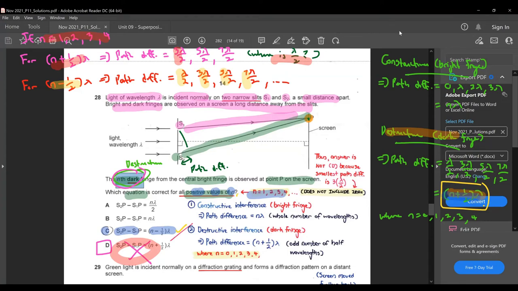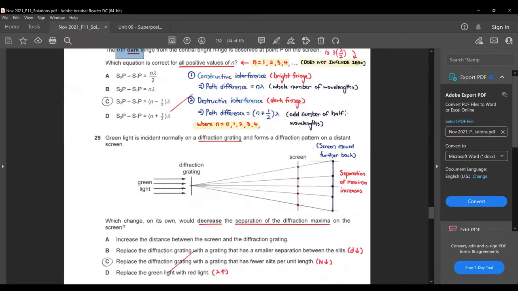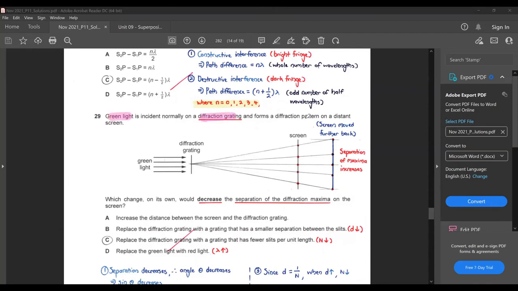Right, so I'll just clear this one off. Okay, now for 29, you have green light that is incident normally on the diffraction grating and forms a diffraction pattern on a distant screen. Which change on its own would decrease the separation of the diffraction maxima on the screen? Which change will actually decrease your separation of your maxima?